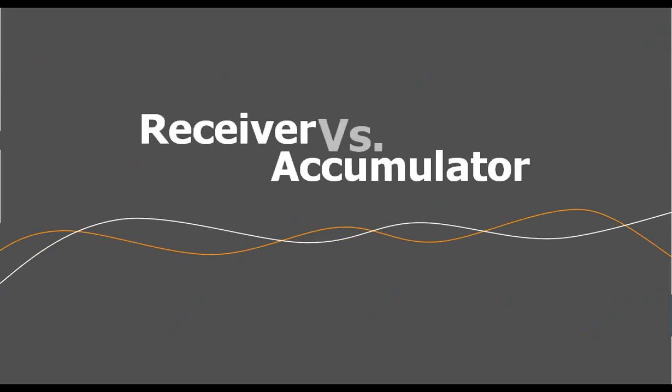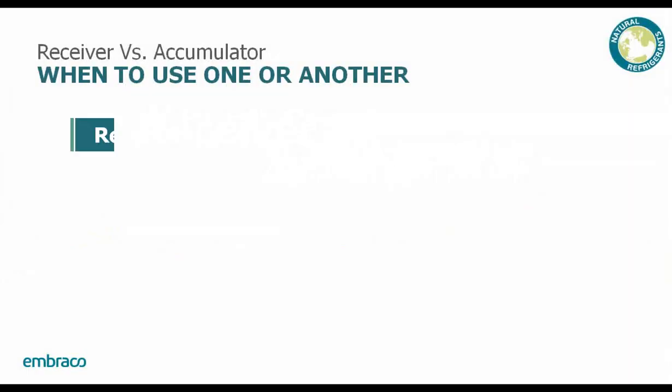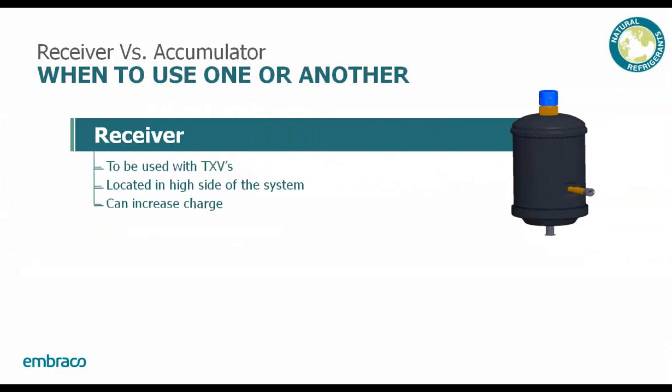An ancillary item in all of this is the receiver versus accumulator. Receivers are typically used with TXVs and are located in the high side of the system. As a result, these items will store liquid as the ambient conditions change. In low ambient conditions, you will have excess liquid in the system that will pool in this receiver. In warmer days, when the system needs more mass flow, you'll find that the receiver empties out of liquid. The net result is that you could see an increase in charge in the system because of the addition of this component.